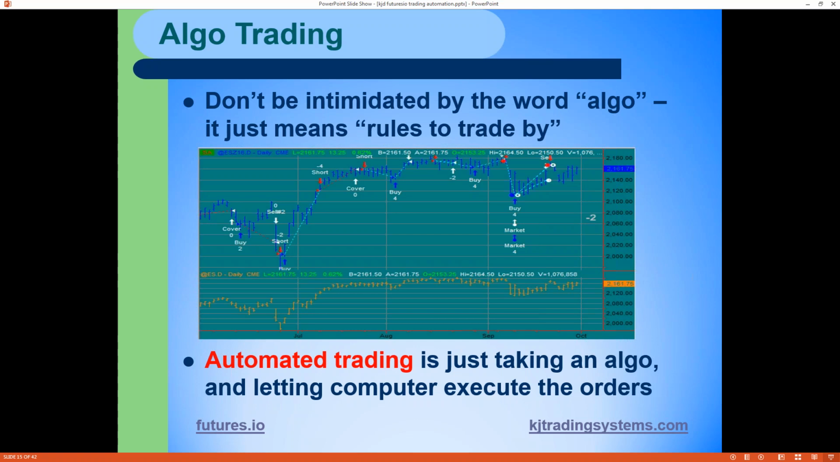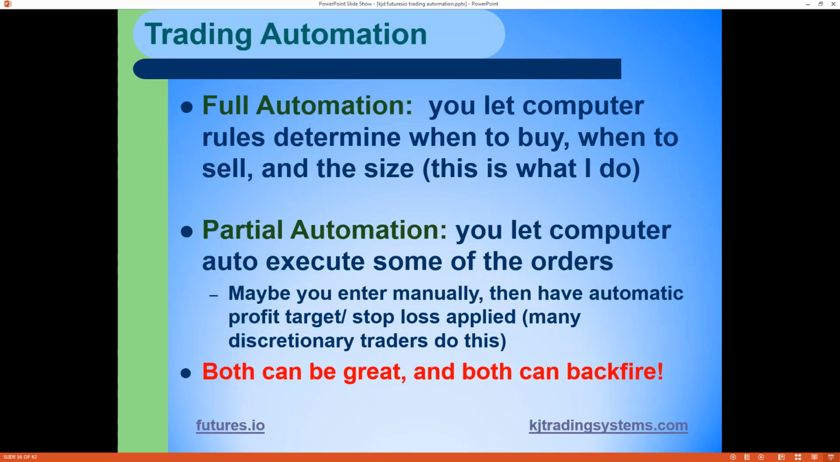Now, of course, when you automate, you can do it a few different ways. You can do what I would consider full automation, where practically everything is controlled by the computer or your software, your buying rules, your selling rules, your size, all that. That's what I do. That's most of my trading is consisting of that. Or you can do partial.